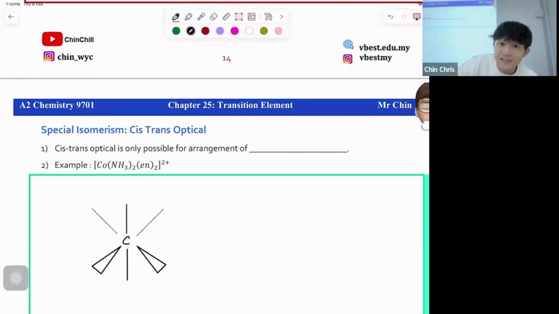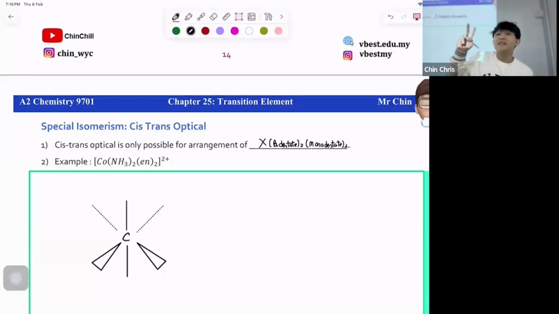Once you see a central metal ion with two bidentate and two monodentate ligands, then you need to watch out already. Two bidentate and two monodentate, then you have three isomers: cis, trans, and an optical isomer.